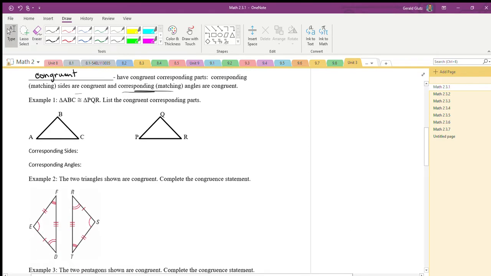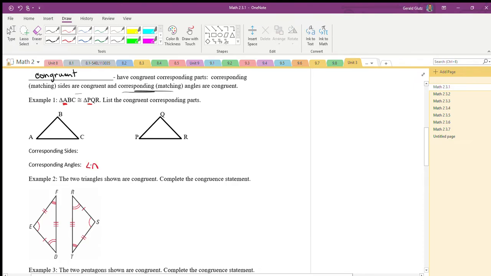So in example 1, it tells us that triangle ABC is congruent to triangle PQR. So that's how we read these things. Then we've got to list the congruent parts. Well, they kind of help us out here. A and P are the two letters that come first. So A and P are matching.